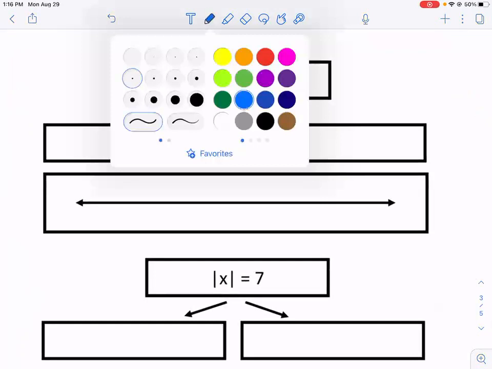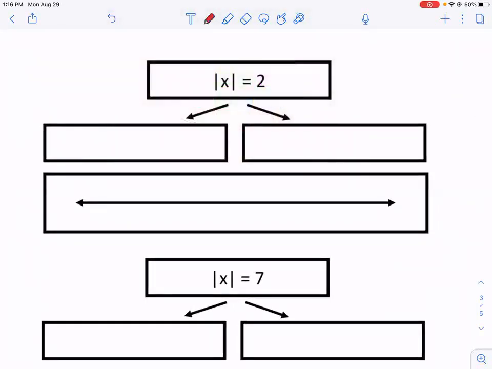Now, this other example, here we go. The absolute value of x equals 2. Well, the absolute value of x equals 2 means x could equal 2 or x could equal -2. And we will plot those numbers on the number line. Do the third one for me also. Got it.